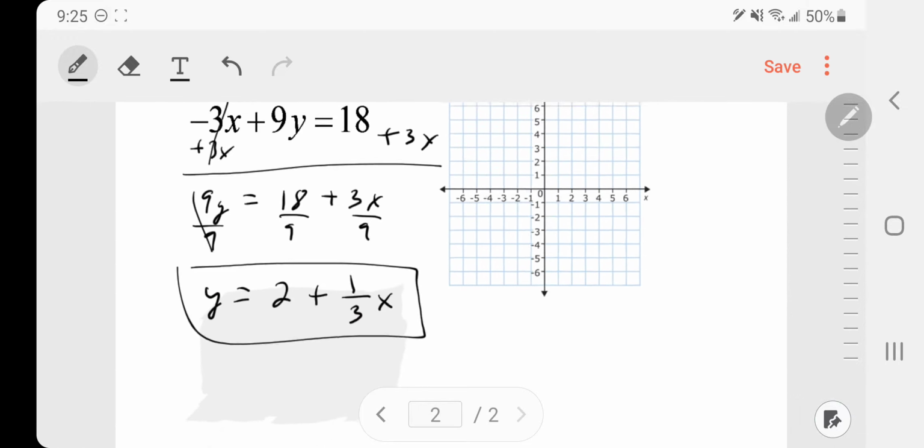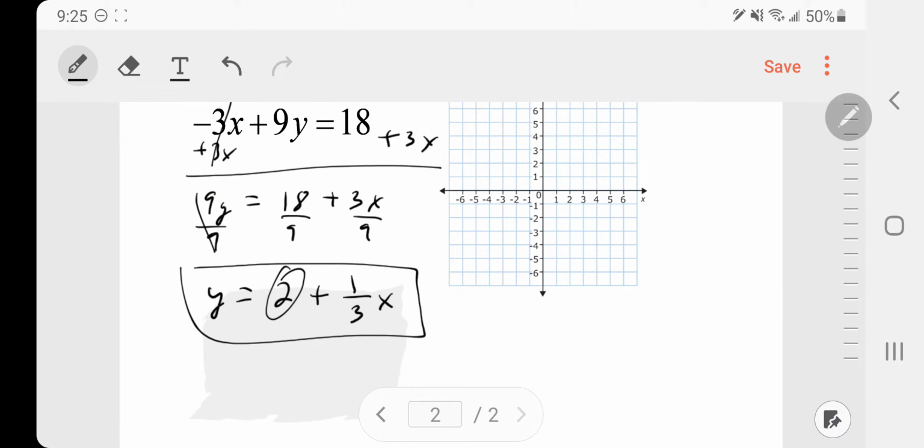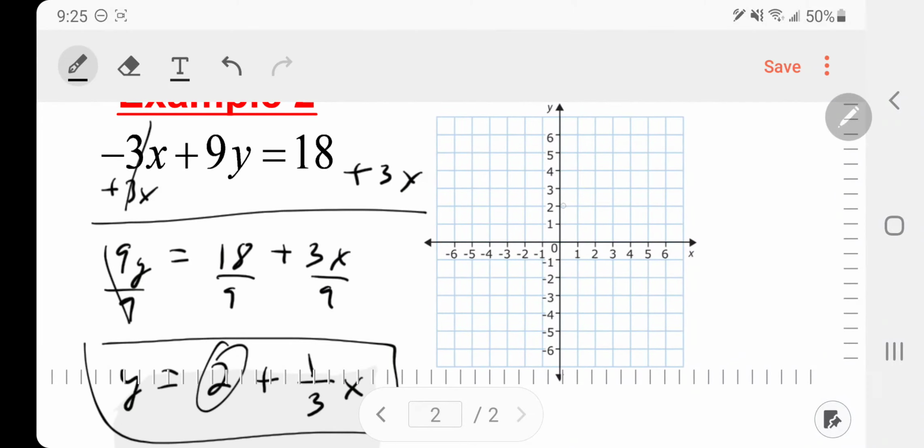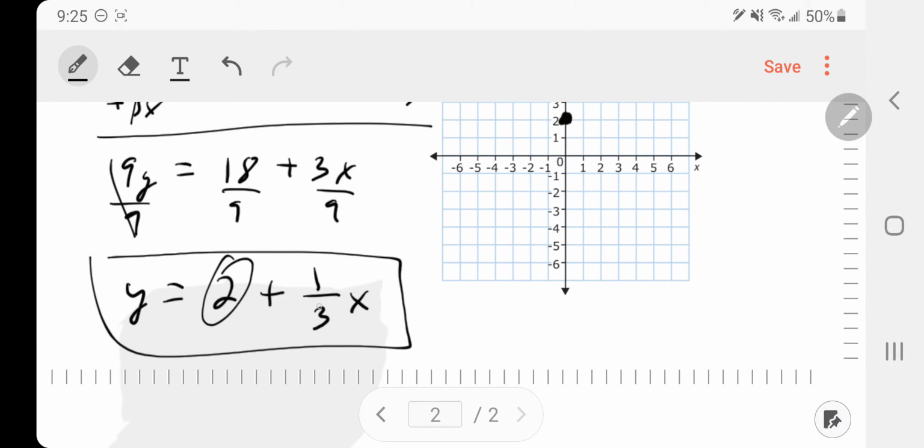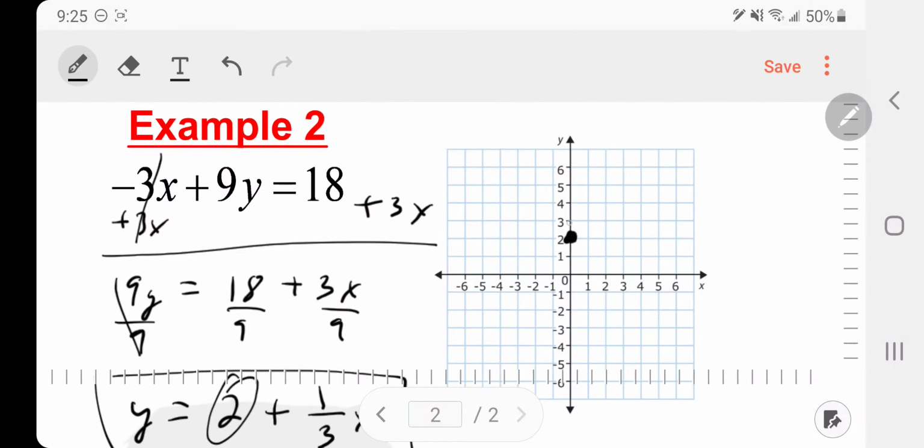Our starting point, we know, is our y-intercept, which is 2. And our slope is up 1 over 3, so I would go up 1 and to the right 3. So again, up 1 and to the right 3, and graph my point. And I'm going to continue it here.